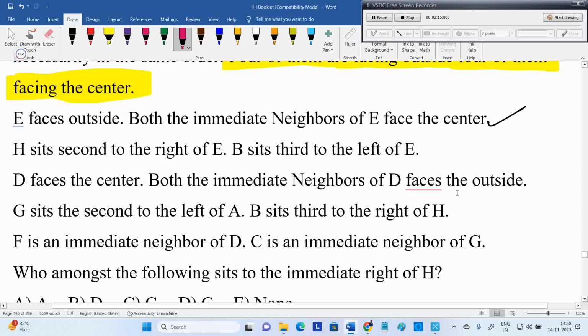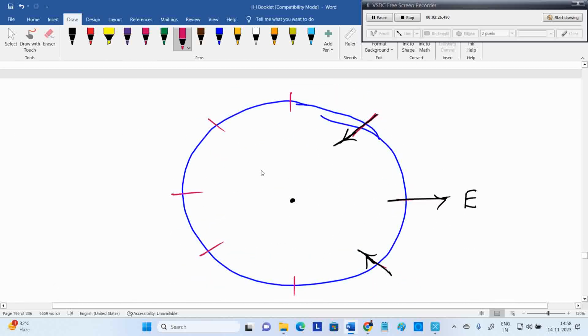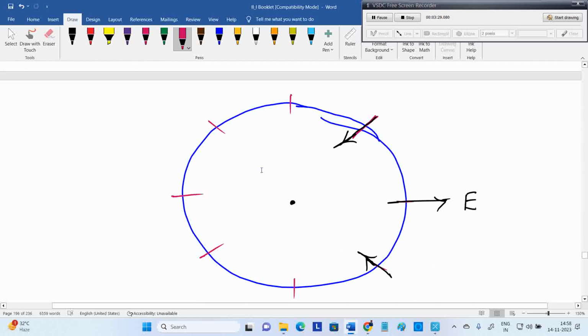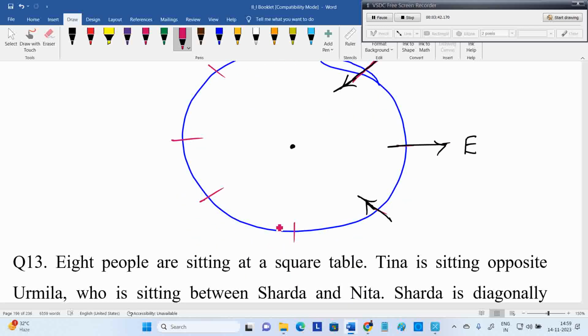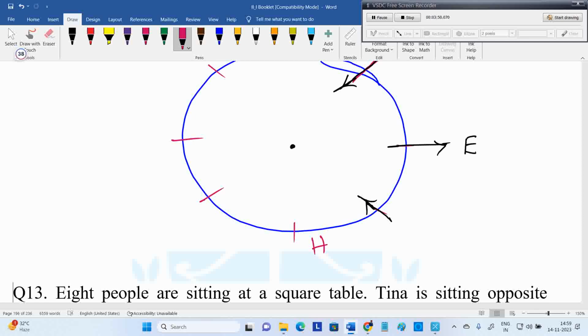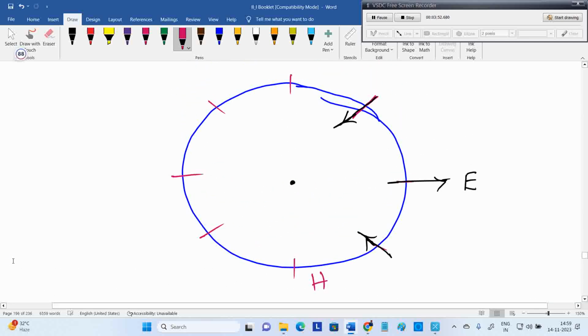I'm just trying to zoom the screen so that things will be visible for you. Here if you observe, H sits second to the right of E. So for E, H is second to the right. E is here, right is now like this. When you're facing outside, right is clockwise. Now 1, 2. So H is second to the right of E. So H will be here. But whether H is facing towards the center or outside, we have no idea. As of now, they didn't mention that in the question.